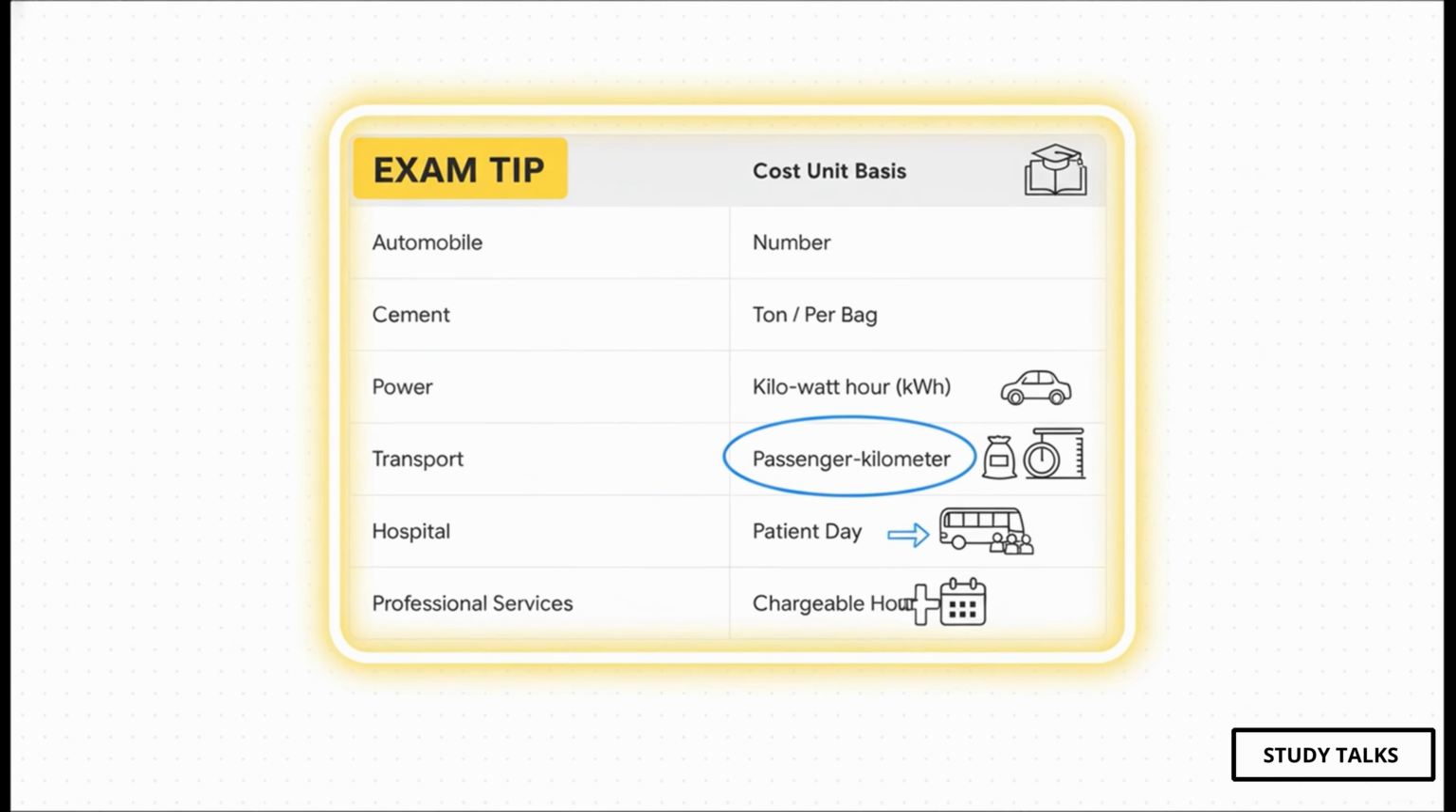Okay, now I need you to lean in and pay close attention here. This table is an absolute goldmine for MCQs. I cannot stress this enough. ICAI loves to test whether you know the standard cost unit for different industries. For automobiles, it's per number. For cement, it could be per ton or per bag. Transport is a classic, passenger kilometer. For hospital, it's per patient day. Seriously, memorizing this table is picking up free marks in the exam.